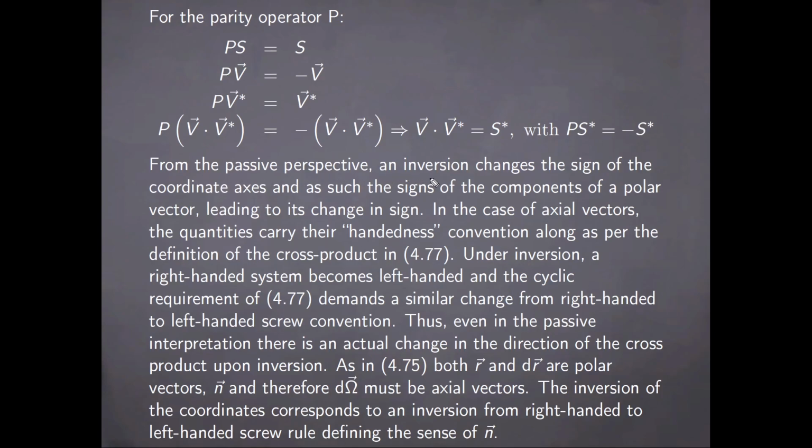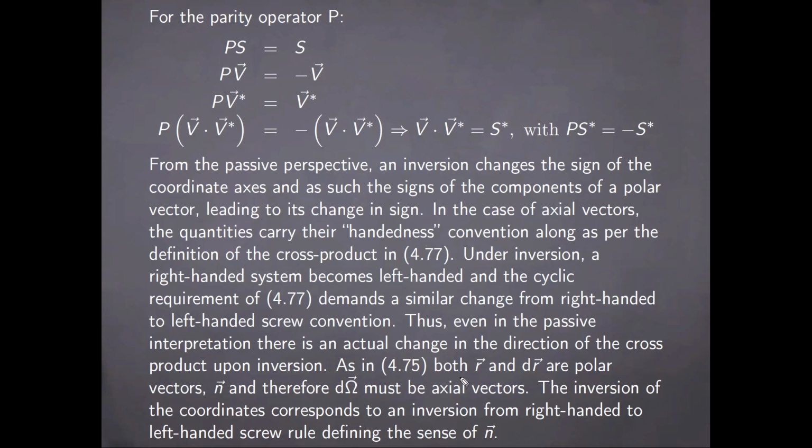From the passive perspective, an inversion changes the sign of the coordinate axes and as such the signs of the components of a polar vector, leading to its change in sign. In the case of axial vectors, the quantities carry their handedness convention along as per the definition of the cross product in equation 477. Under inversion, a right-handed system becomes left-handed, and the cyclic requirement of 477 demands a similar change from right-handed to left-handed screw convention. Thus, even in the passive interpretation, there is an actual change in the direction of the cross product upon inversion.